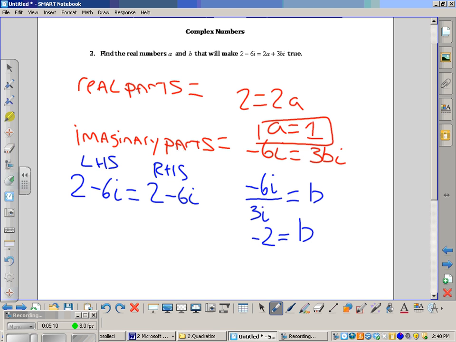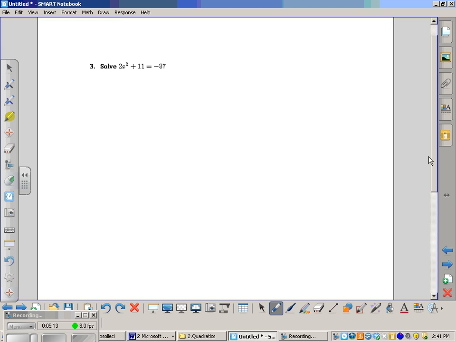Okay, so this example 3 really is the key core thing of our objective. To solve this equation and find what value or values for x, we square, multiply by 2, add 11, and you would get negative 37. So the first thing I'm going to do is subtract 11. So negative 48. Sorry guys, you can't really see that. Negative 48. So negative 24.